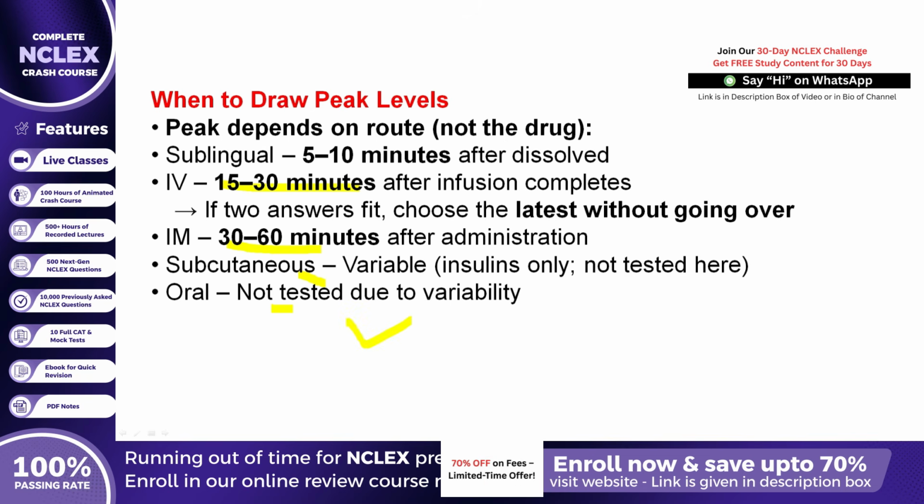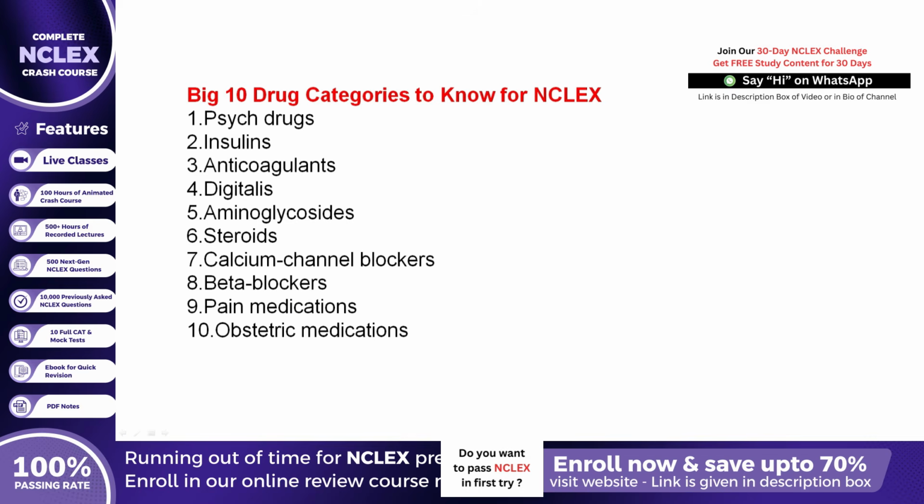Finally, let us finish by reviewing the Big 10 drug categories that you must know for the NCLEX. These include psych drugs, insulins, anticoagulants, digitalis, aminoglycosides, steroids, calcium channel blockers, beta blockers, pain medications, and obstetric medications.